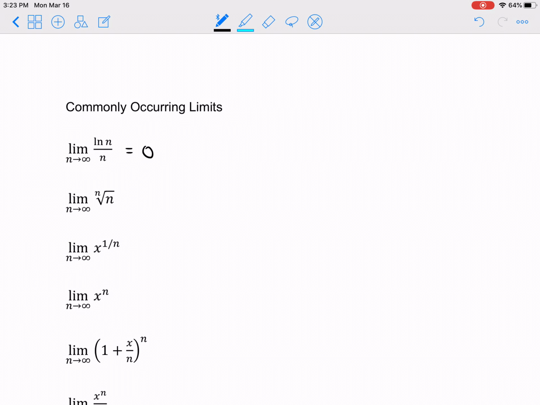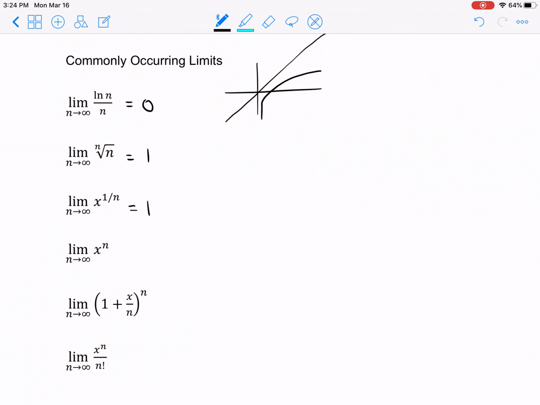This should make sense because the natural log function is doing something like this, whereas just plain n is doing like this. It's going to get much, much larger than the other. Over here, we're doing the nth root of n, and this one is actually going to go to 1. Here, we're doing the limit as n goes to infinity of x to the 1 over n. This is also going to go to 1. I would expect these to be ones you memorized. And of course, this is for x greater than 0.